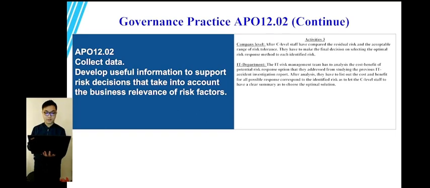The third activity, at the company level, after the C-level staff have compared the actual risk and the acceptable range of risk tolerance, they have to make the final decision on selecting the optimal risk response method for each identified IT risk. In the IT department, the IT risk management team has to analyze the cost and benefit of the potential risk response options that they addressed from studying the previous IT incident investigation report.